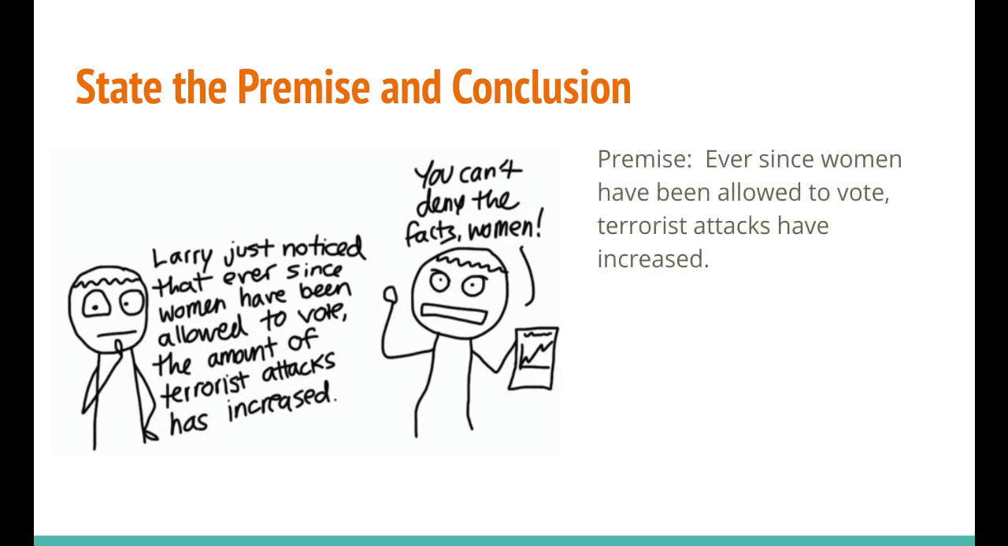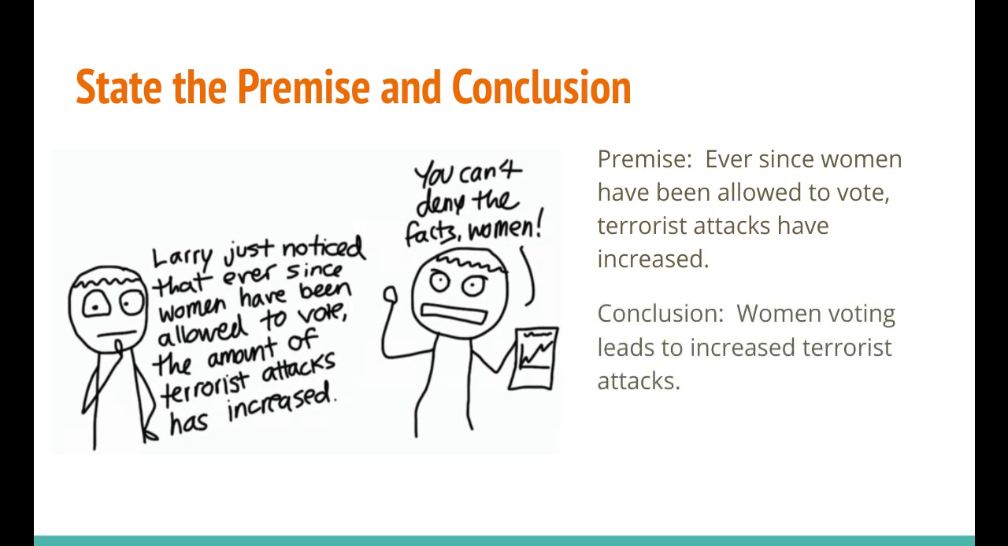So as I put this one together, premise, ever since women have been allowed to vote, terrorist attacks have increased. That's the premise. Conclusion, women voting leads to increased terrorist attacks. So we're concluding that one causes the other. This is invalid. It's the false cause fallacy. Women voting does not lead to increased terrorist attacks, even though one happened before the other.